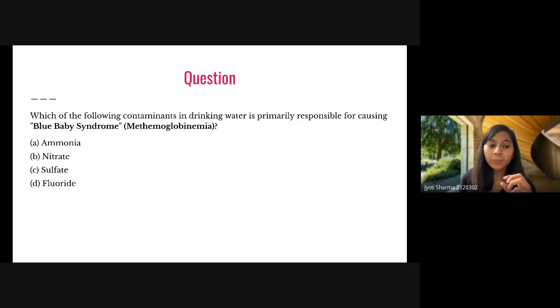But that hemoglobin will not attach to the oxygen, and some other compound will attach to that hemoglobin, and based on that the baby will turn blue because the oxygen is not attached to the hemoglobin, right? So that's why this gives you blue baby syndrome. The baby will appear blue colored. So this can be due to nitrate.